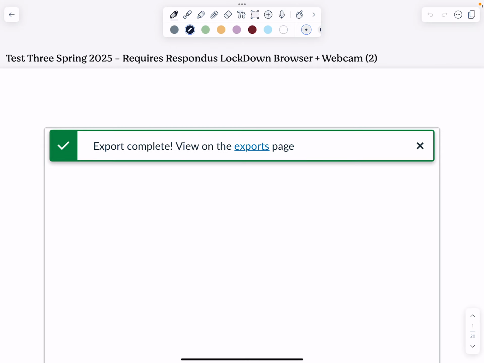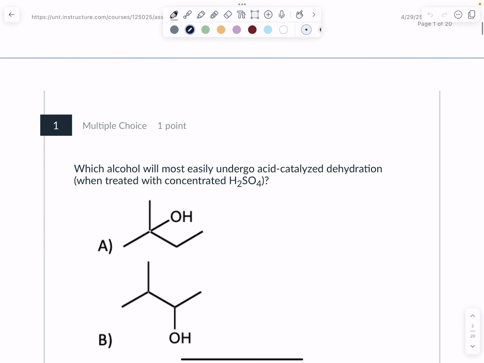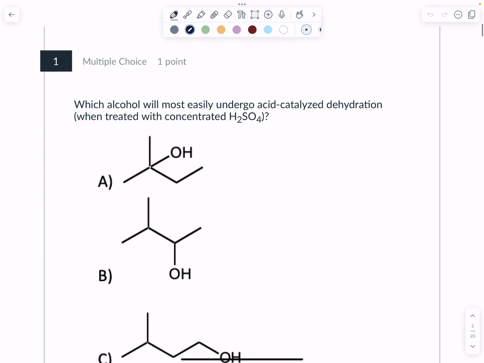I'm going to quickly go over your test 3 so that you can use it as a study tool in preparing for the final, which is next week. So the first question, which alcohol will most easily undergo acid catalyzed dehydration when treated with concentrated H2SO4?